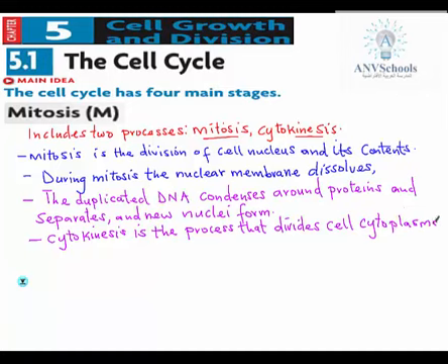So in the first instance, mitosis only divides the nucleus. In the second case, we have cytokinesis, which is the division of the cytoplasm. So after the cytoplasm has separated, the result is two daughter cells.